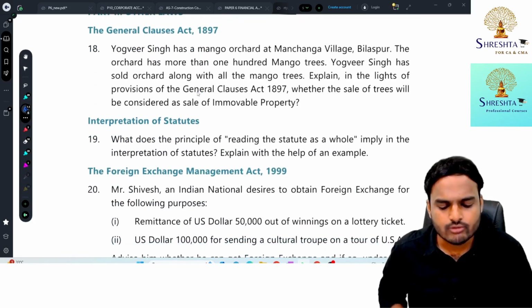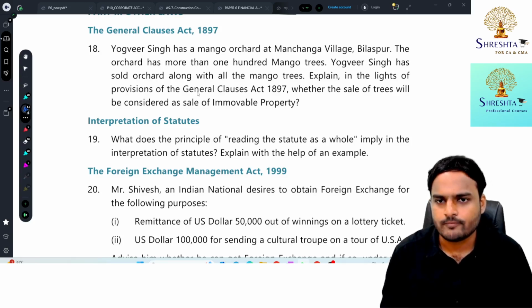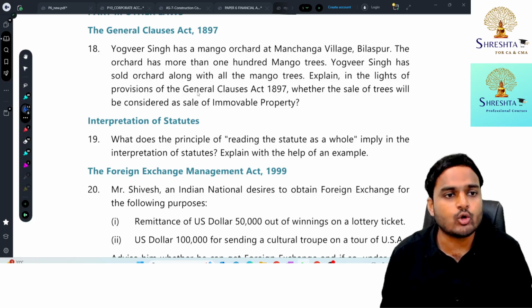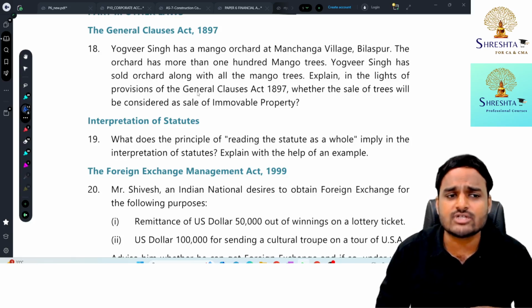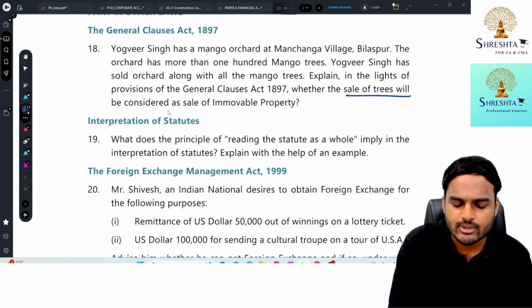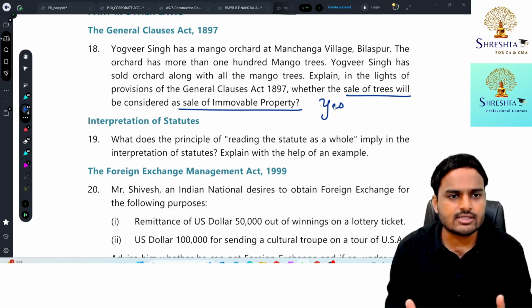General Clauses Act. Yogvir Singh has a mango orchard at Manchanga village, Bilaspur. The orchard has more than 100 mango trees. Yogvir Singh has sold the orchard along with all the mango trees. Explain in the light of provisions of the General Clauses Act whether sale of trees will be considered as sale of immovable property.